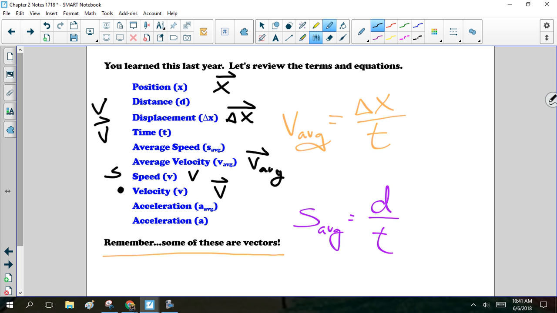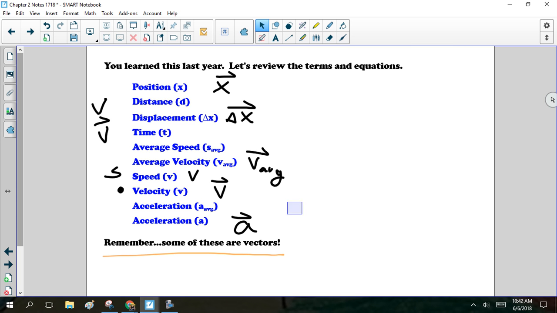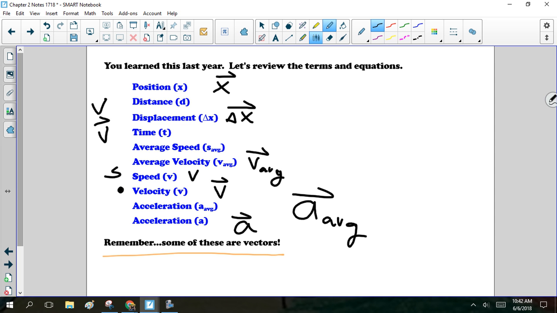I'm going to try to be much more careful about my vector hats this year than I've been my first couple of years teaching this course. Finally, acceleration. The acceleration at a given instant is a. Again, that's a vector. And this year, unlike last year, we'll be learning about changing acceleration, so objects that have a non-constant acceleration. So it'll be important to talk about average acceleration, which is that.